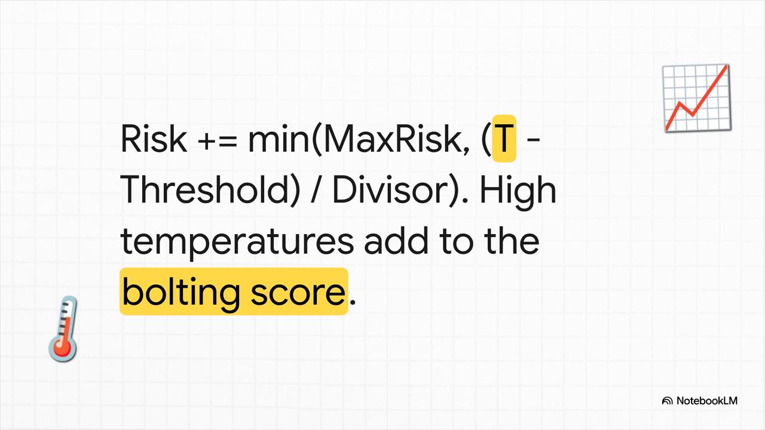Danger signal number 2, high heat. It's a very similar idea. When the temperature climbs above its own threshold, it also adds to that bolting risk. Heat is another powerful stress signal telling the plant, hey, it's time to reproduce now.